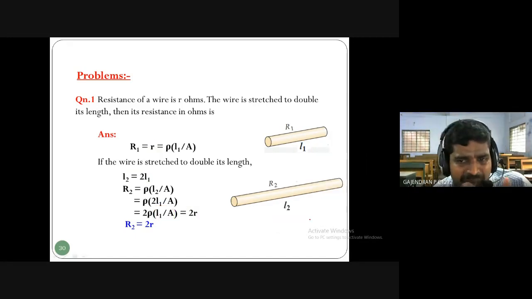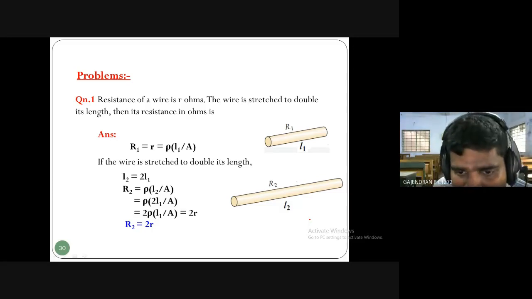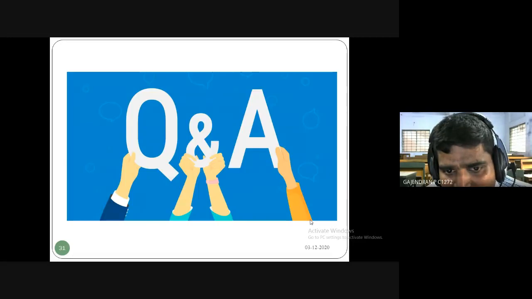You have multiple ways to solve this question. Okay? You can write the relation as theory and solve, or write as equations and solve. Okay, that is up to you. Any question, answer so far?